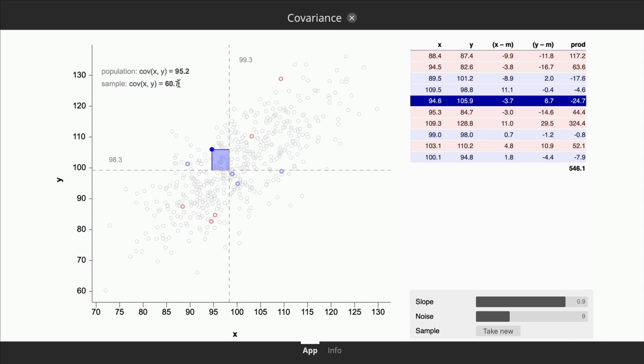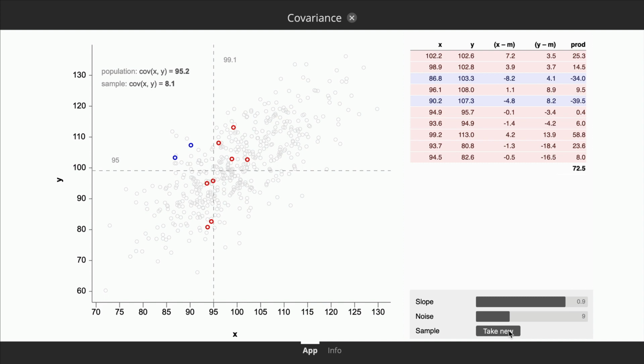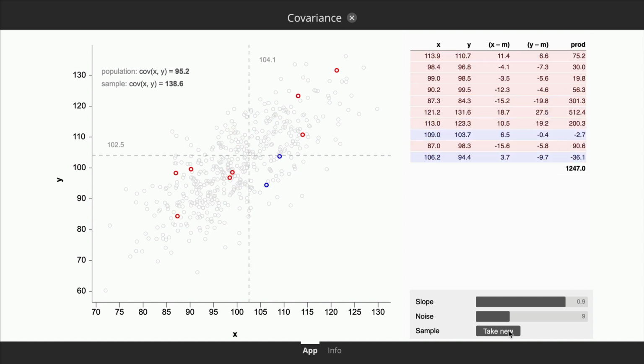You can see this is the covariance of our sample. This is the covariance of the population, right? So you can see we have a slightly smaller number in this case. And then you can see that if you have a large amount of noise, every time you take a new sample covariance, most of the time it's positive. However, it varies quite a lot, right?